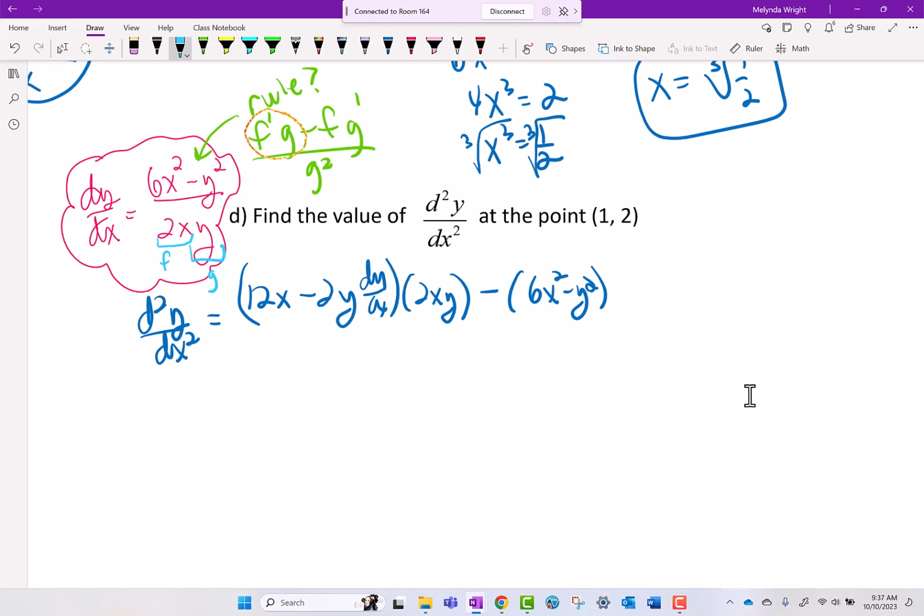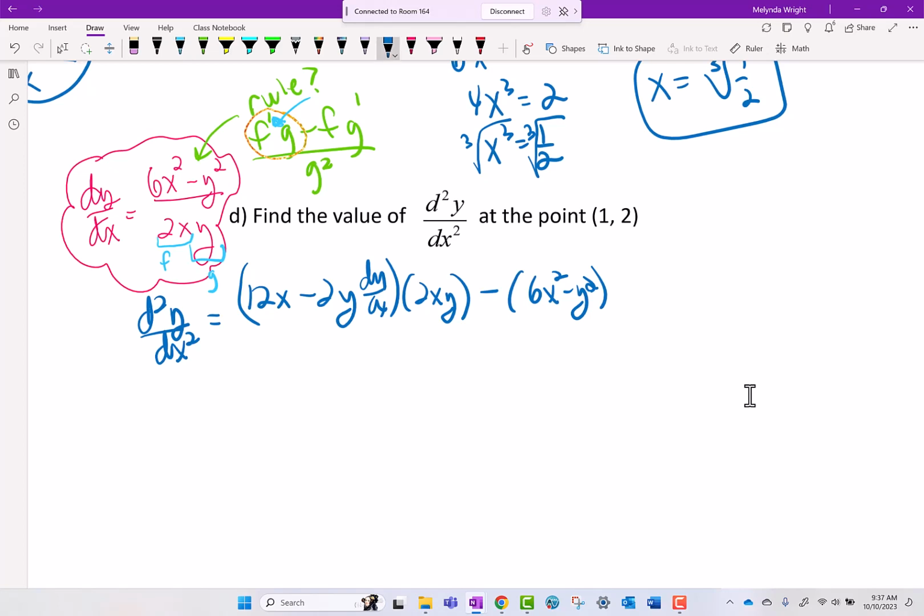Okay. Quotient rule, why did you change the negative y squared to negative 2y? Because I'm taking the derivative of the top, the whole top. The derivative of the whole top is 12x minus 2y dy/dx. That's the derivative of the whole top. Okay. Then copy paste the bottom, minus, copy paste the top.